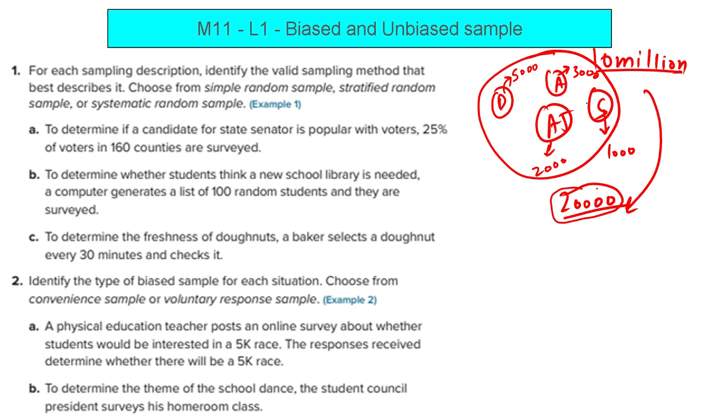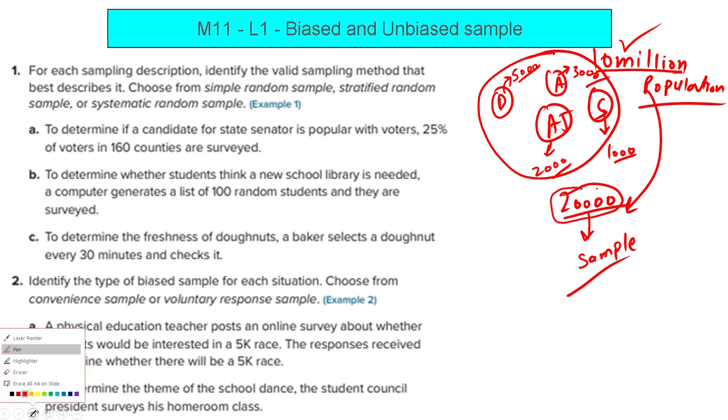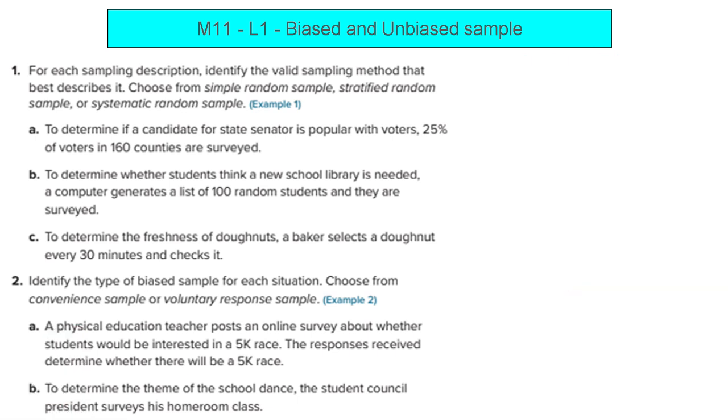So when we take a small portion of the whole population to do the survey, we call it a sample. The whole population is 10 million, right? So this 20,000 is my sample, and this 10 million is my total population. You understand? I think you understood the meaning of sample now. Now, there are 5 ways of choosing samples.